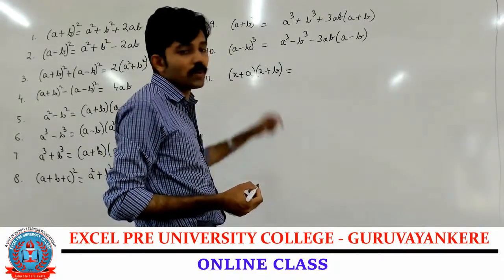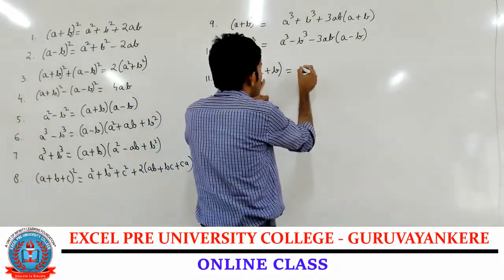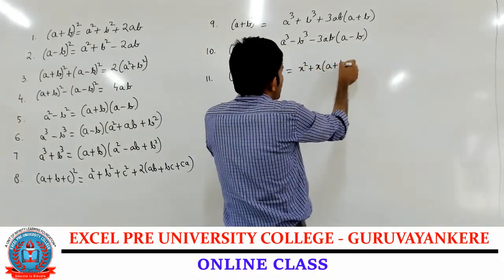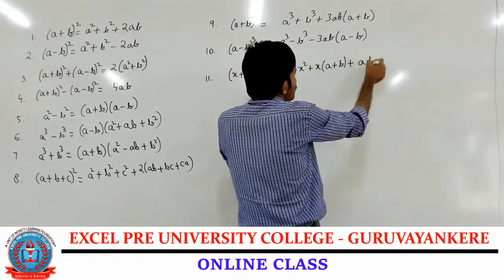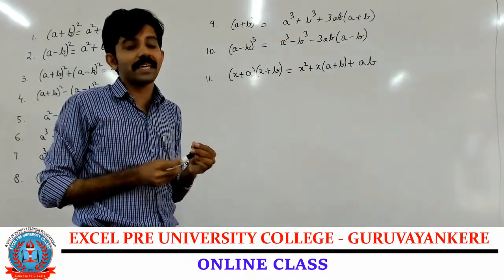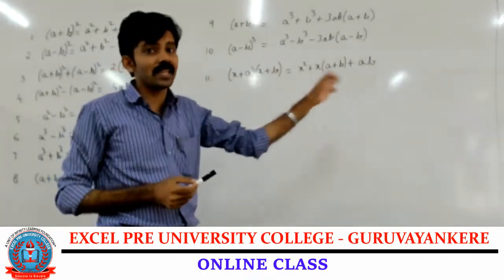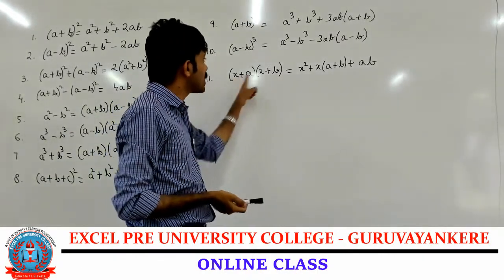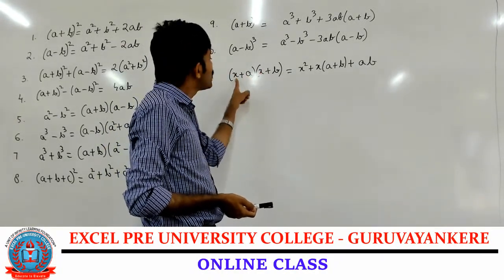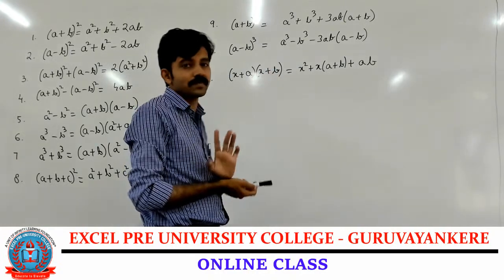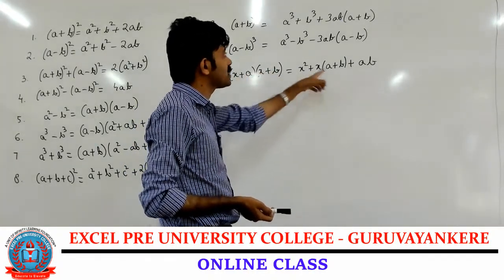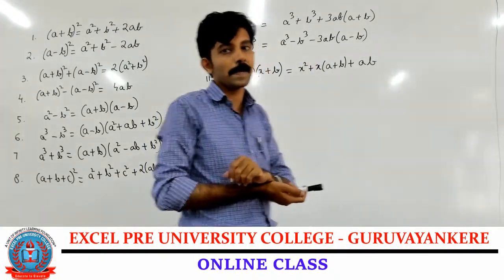(x plus a) into (x plus b) is x square plus x into (a plus b) plus ab. Multiply term by term. x into x, x square plus ax plus bx plus ab. x is common. ax plus bx, x is common, x times (a plus b) plus ab.